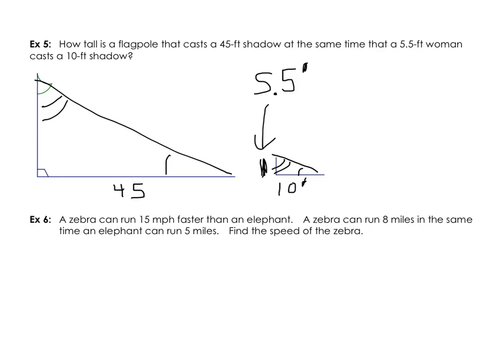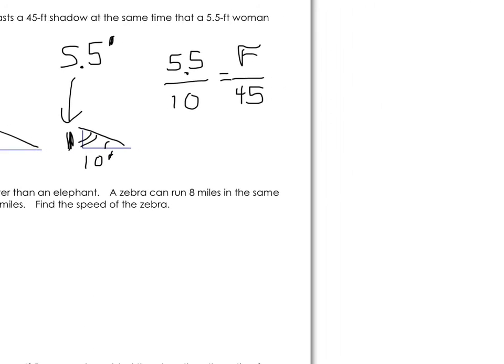So what we're going to do is set up a proportion. We have the woman is 5.5 feet. The woman is to her shadow as the flagpole, that's what we want to know, let's call that F, as the flagpole is to its shadow, 45 feet. So the woman is to her shadow as the flagpole is to its shadow. That's our proportion. Let's cross multiply and solve. So we have 10F equals 5.5 times 45.